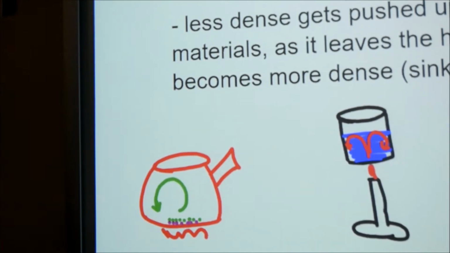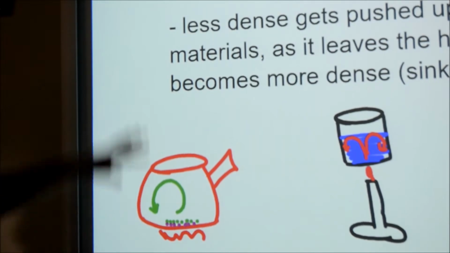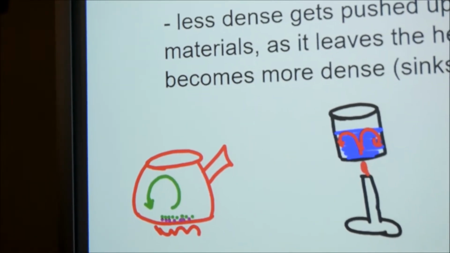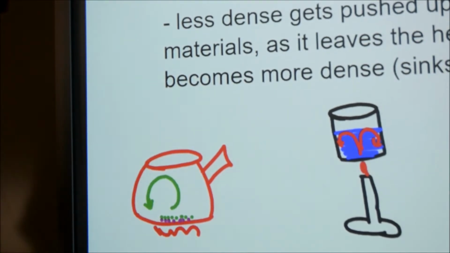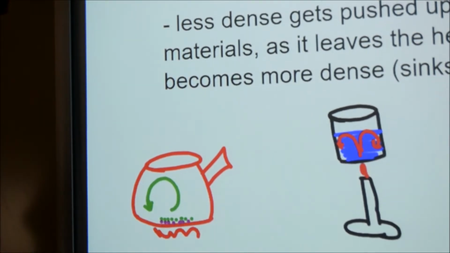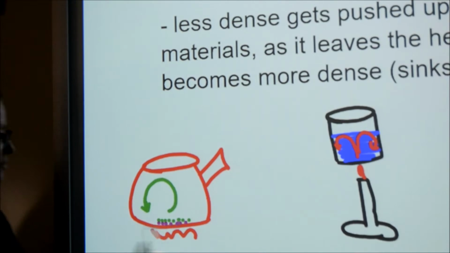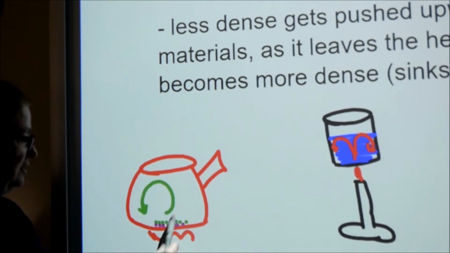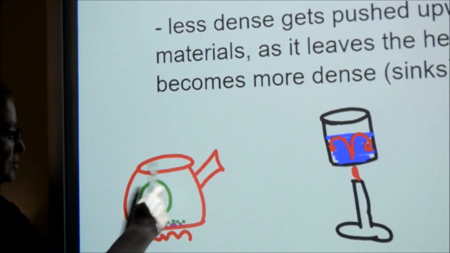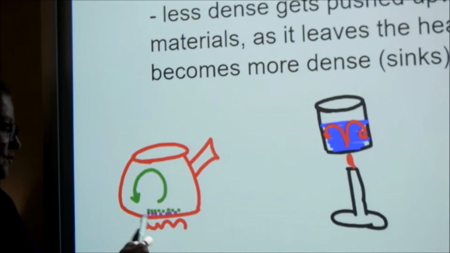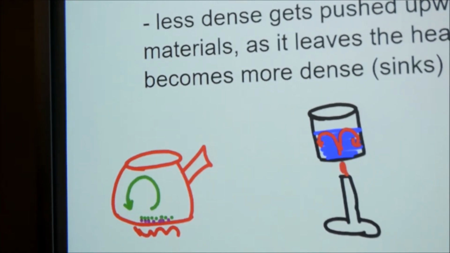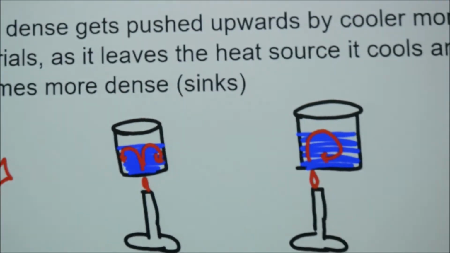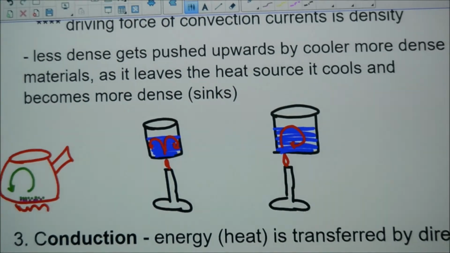So they all intertwine together. My flame is my radiation, molecule by molecule touching and heating and transferring that energy. It's conduction. Once it's unstable and the warm is down here and the cooler is above, cooler is more dense, it's going to force that less dense water upwards. So there are my three ways that heat is transferred: radiation, conduction, and convection.